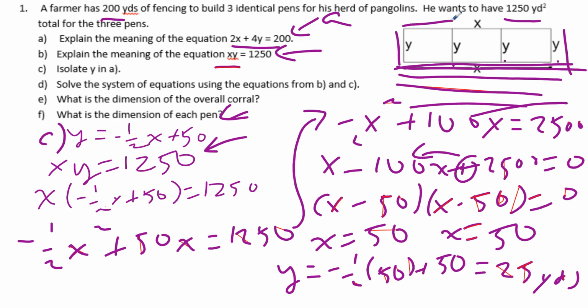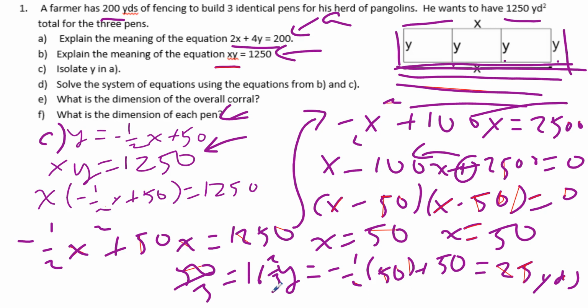And let's see, what is 50 divided by 3? Well, 3 goes into 5 once with 2 left over. 3 goes into 20 six times. So 16 2/3 yards wide would be the dimensions of each of these pens right here, right? And that's the answer to part F. And that's just one example of where we have a system that involves nonlinear functions or equations like a quadratic.